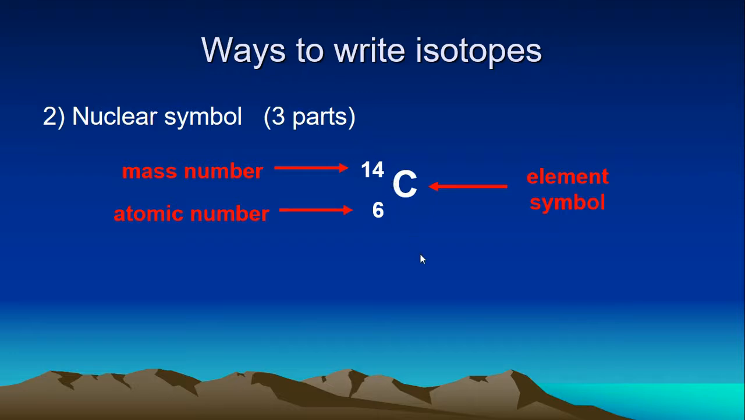Carbon 14. Sometimes, because chemists are lazy, they will omit the atomic number. They will not write the atomic number there because it's kind of redundant. Because if you have carbon, it's got to have an atomic number of 6. Otherwise, it would not be carbon.